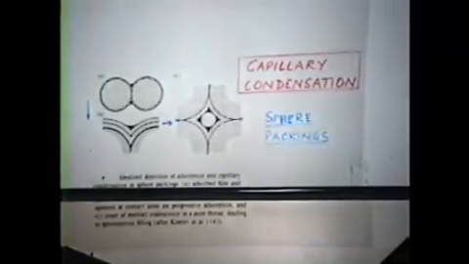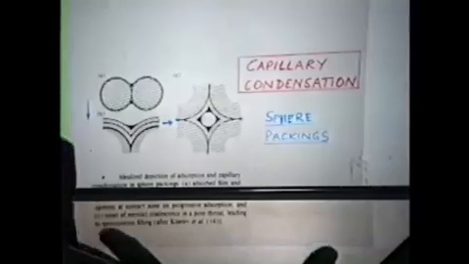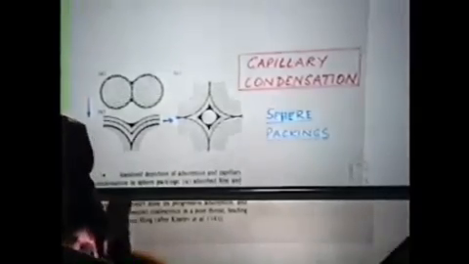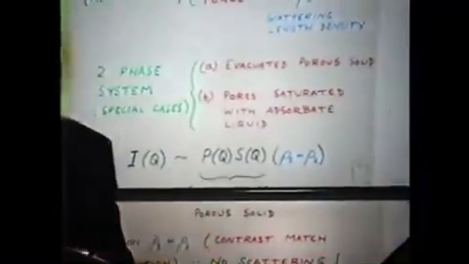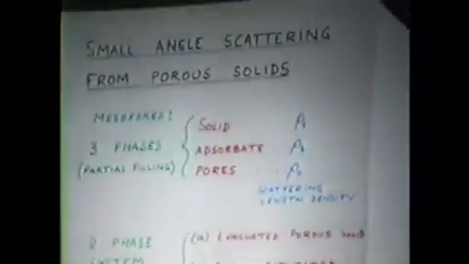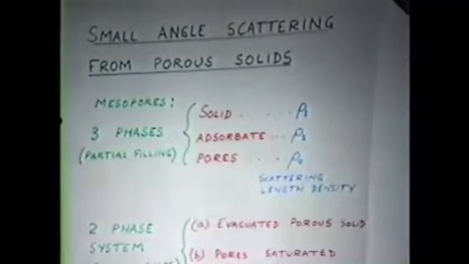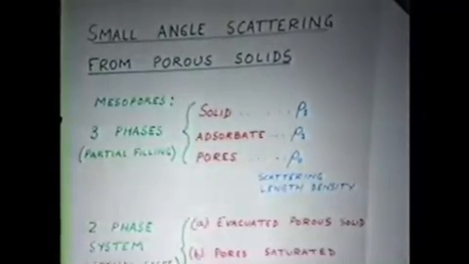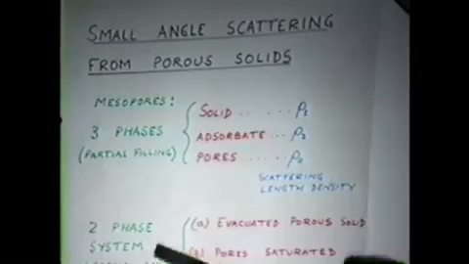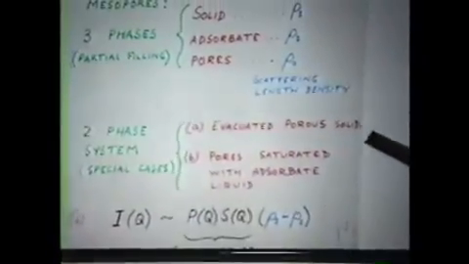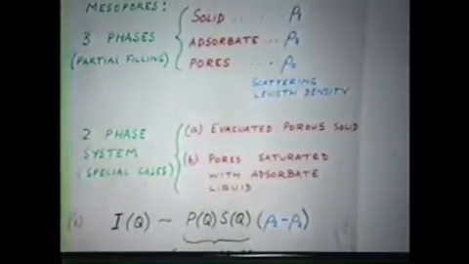We have volume filling. Is there any practical way we can study that? Well, if we do small angle neutron scattering, what one can try to do is, in a mesoporous system where we have an adsorbate, the solid, and the pores, we have three phases if we have partial filling in the case of mesopores. The two special cases where we have a two-phase system are where we have the evacuated porous solid or the pores filled with the liquid adsorbate.